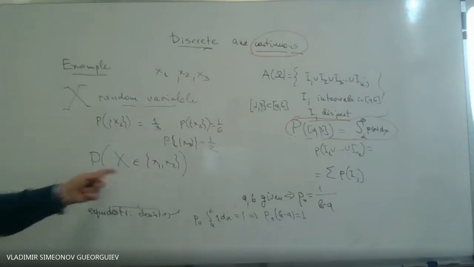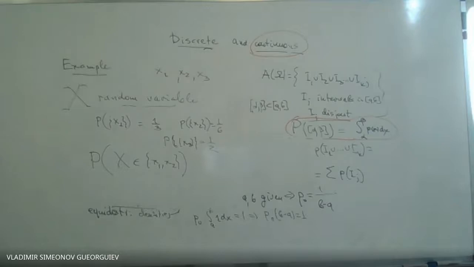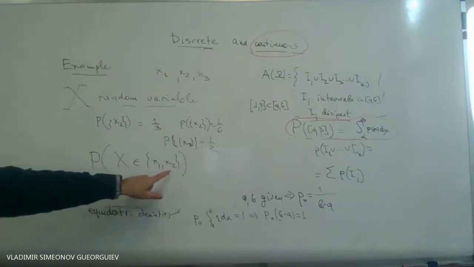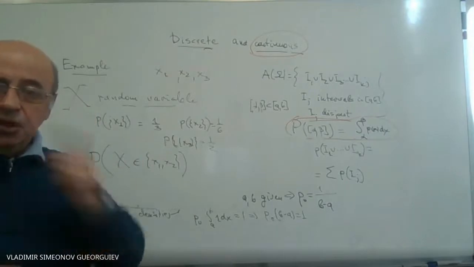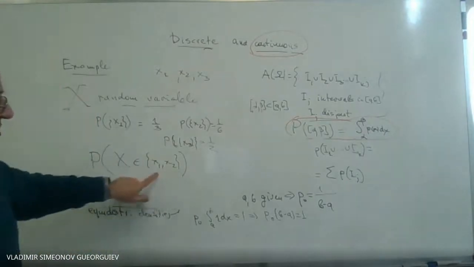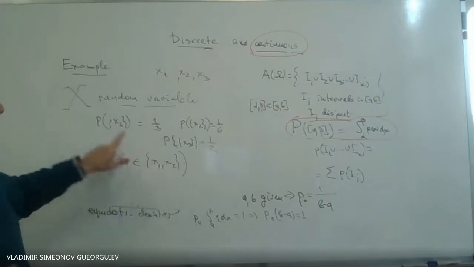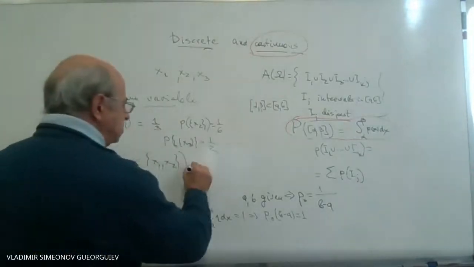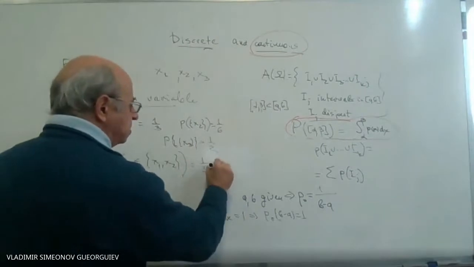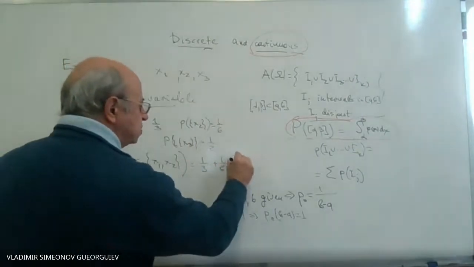For example, if I want to find the shoes, what is the probability to find the shoes in the first two towns, not in the third? For this, we can say that this set is a disjoint union of these guys. So this probability is 1 over 3 plus 1 over 6. So this is 1 over 2.